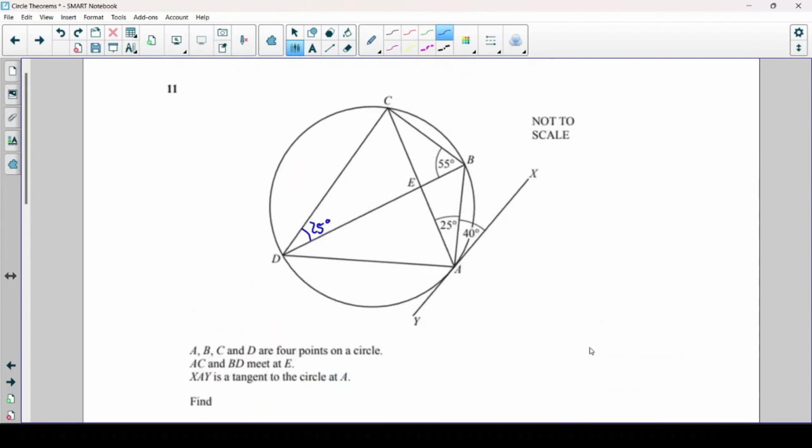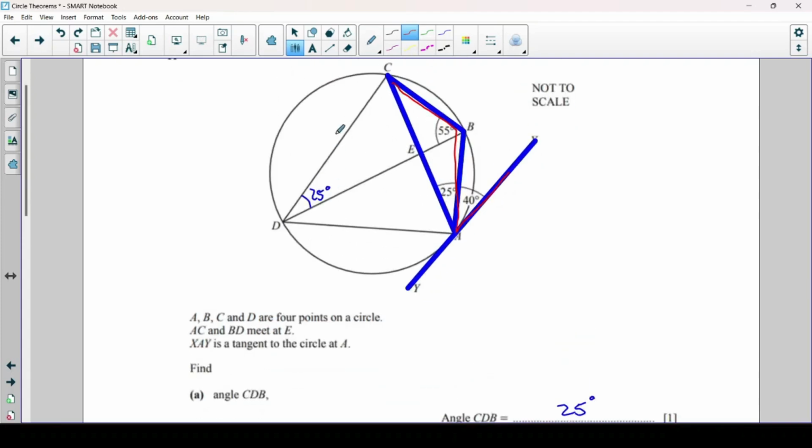Next is ACB. ACB, like that. So that one would be the same as this one over here, but I don't know what that one is. So maybe this is the alternate segment theorem. Let's connect that up. Let's draw along the tangent, and let's see if we can make some kind of useful Z shape. That's that, including the 40-degree angle. So there, it's not that one that's equal to that one, it's this one here. So that one there is equal to 40 degrees using the alternate segment theorem.